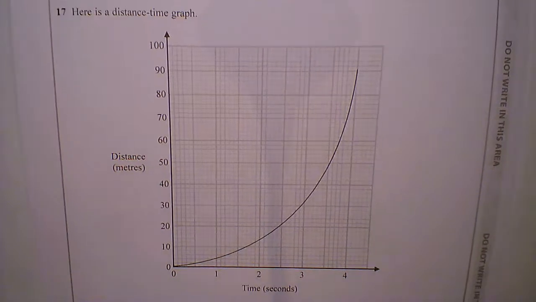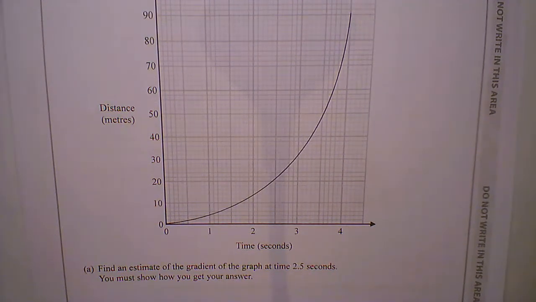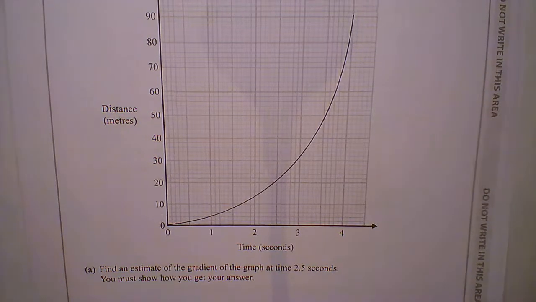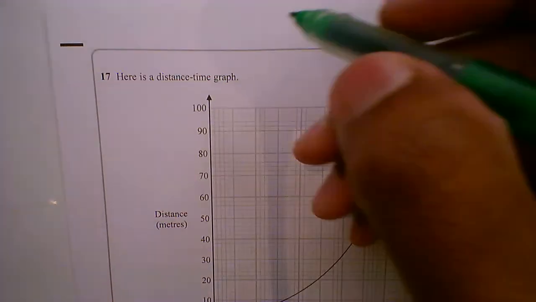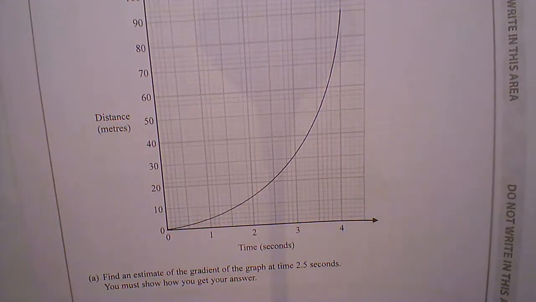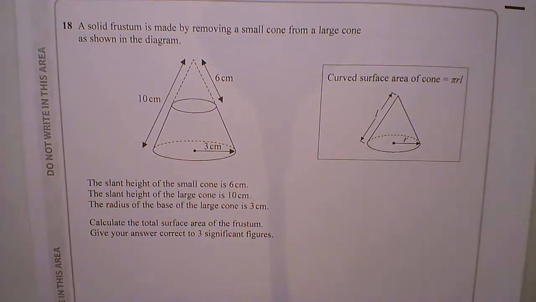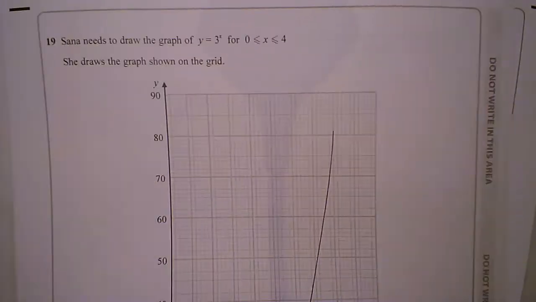Okay, so we've got question 17. Find an estimate of the gradient of the graph at time 2.5 seconds. So that's not a tough question. It will just take us a bit of time to do. So I would say this is a medium question. Question 18 is much more challenging, so we will come back to that. Question 19.